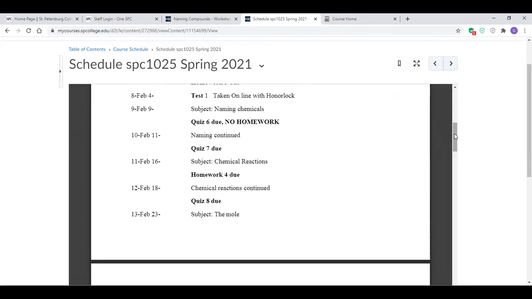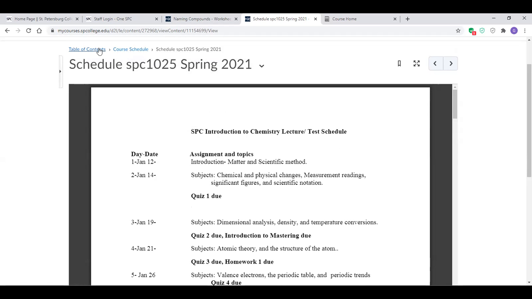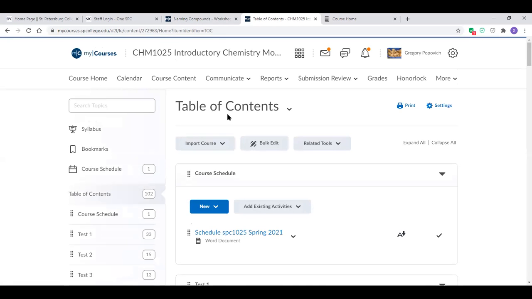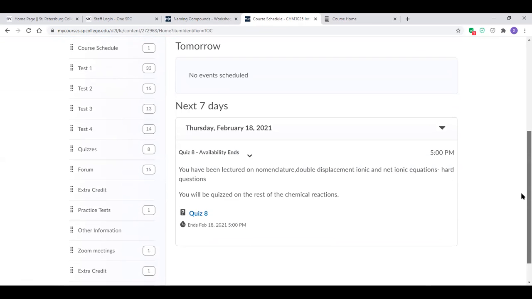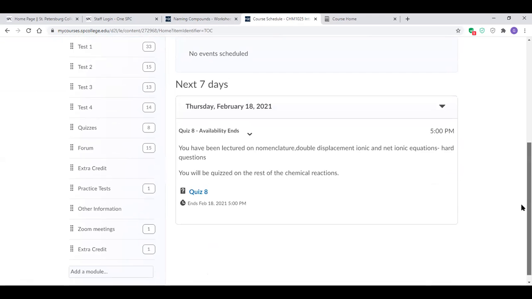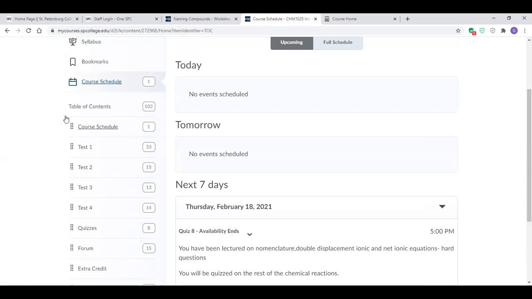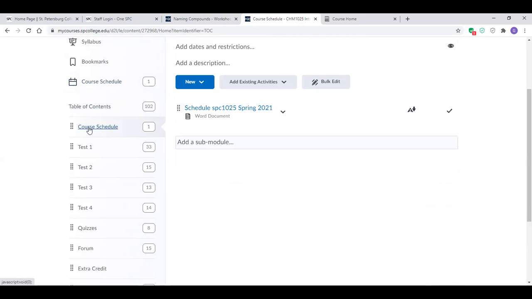Hunter, if you want to see what's going on in the future, just go up into the table of contents of your guide. It's not the first course schedule, it's the second one. I don't even know what this thing is. There's nothing there. What this does is give you the calendar. This will tell you what's due the next 7 days. That's in the first course schedule. The second one is if you want to see the future. All right. Thank you. No problem. I'll see you in the lab.